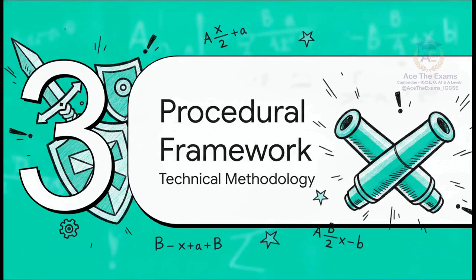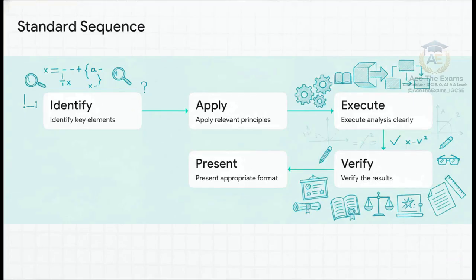Section 3, the procedural framework. Now it's time to arm ourselves with the exact weapons we need to tackle these examination questions systematically. This 5-part standardized sequence is your transformation blueprint.